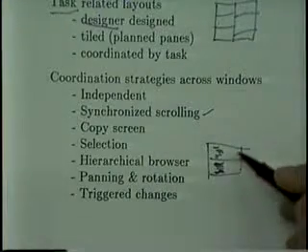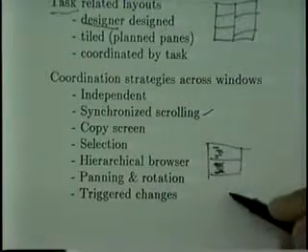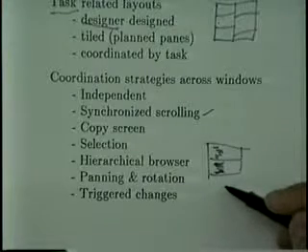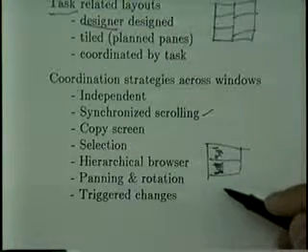And trigger changes, where a change in one window may produce multiple changes in multiple windows. If you change the name of a variable in a program and the data declaration section, you'd like it to change in all of the windows which are open on that program automatically. Okay? So we want to trigger changes. There are many more examples which I think can be effective.